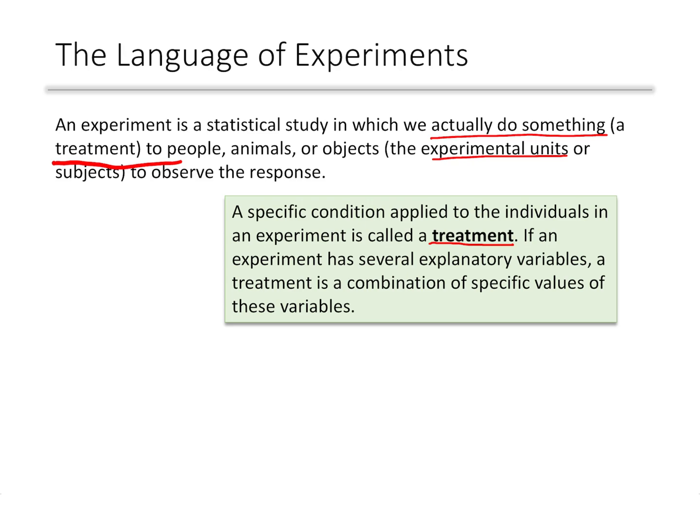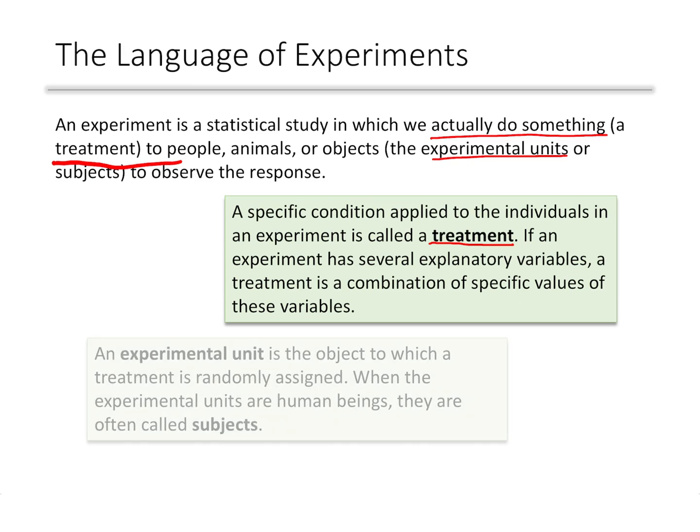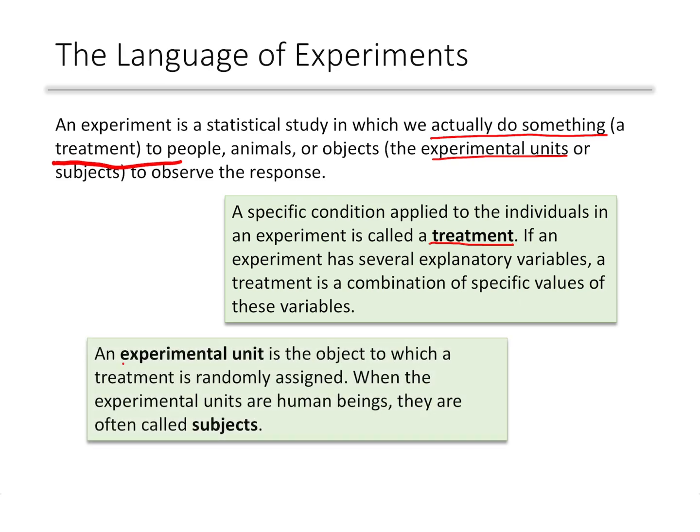If an experiment has several explanatory variables, a treatment could be a combination of specific values of these. Okay, maybe you're taking medicine and on a good diet. Maybe you're taking medicine not on a good diet. So we look at different things that are happening. Within that, an experimental unit is the subject to which a treatment is randomly assigned. So units can be human beings, they can be dogs, they can be any kind of animal, there's all sorts they can be. But when they are human, we call them subjects, not experimental units.